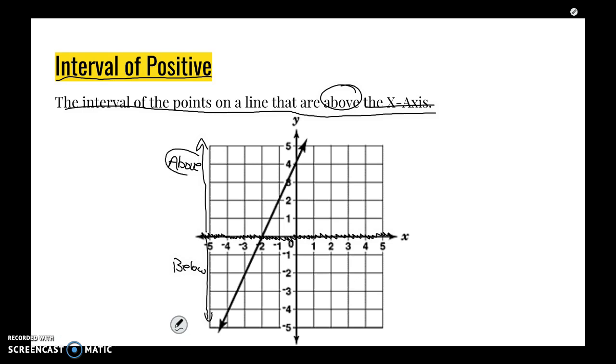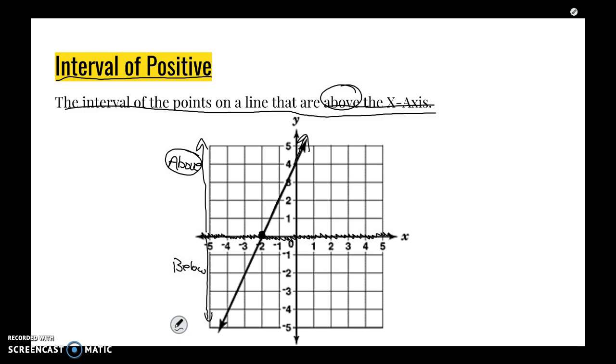So in this case, we're looking for above. When we look at above, above is what we're looking at because it says above. So interval of positive is when we're above the x-axis. Now, if we look at this, the only area where our line is above the x-axis is starting at this point and continuing upward, right? That's where our values are going to be above the line.